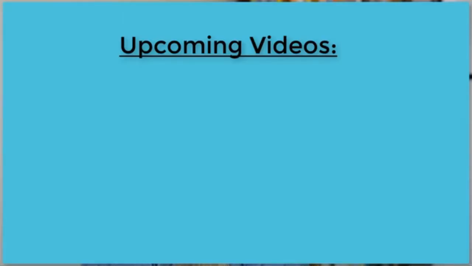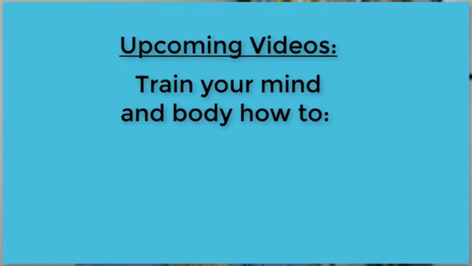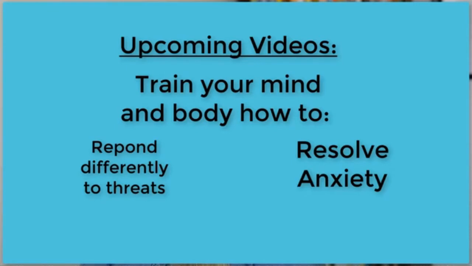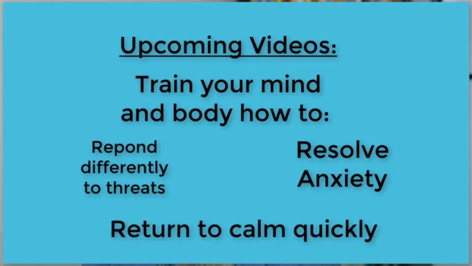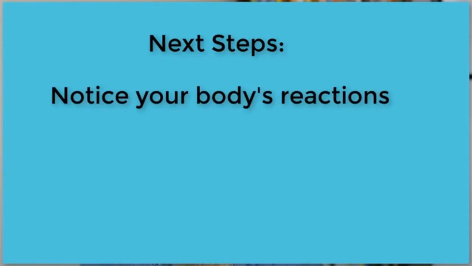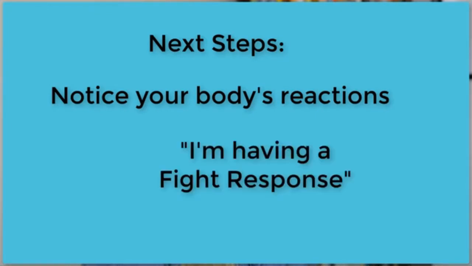In an upcoming video, we are going to teach you how to train your mind and body to respond differently to threats, to resolve anxiety, and to train your nervous system to return to calm quickly. For now, the best thing you can do is to just start noticing your body's reaction. Notice what happens when you're going into fight, flight, or freeze mode, and just give it a label, like, I'm having a fight response right now.